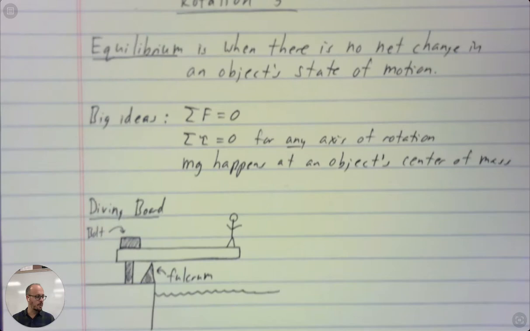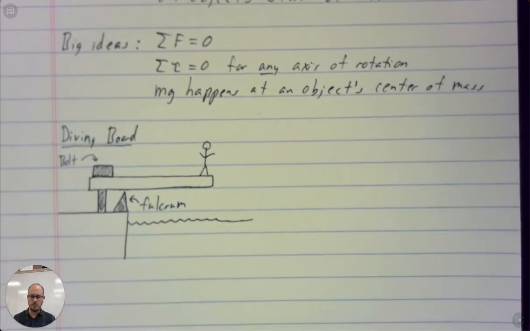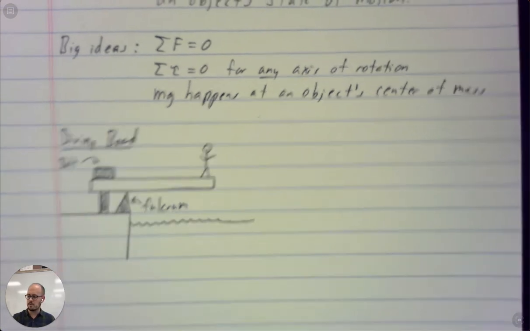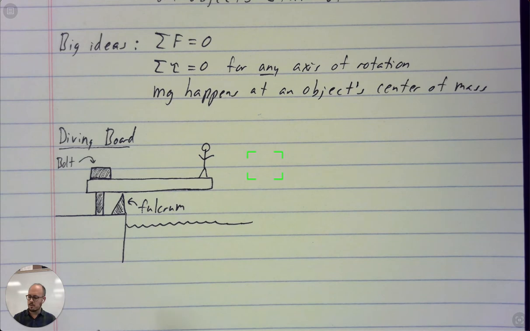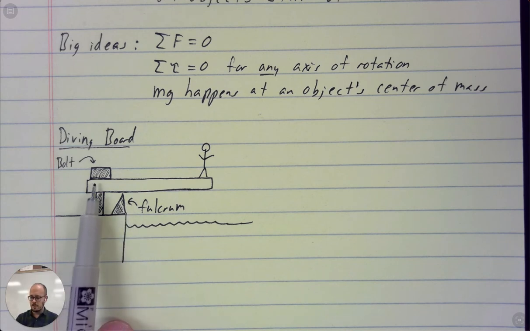Back to diving boards for our example. And so we have a person sitting on a diving board. It's a very strangely designed diving board. Let me hopefully focus that. That's pretty good. And so this is the diving board, the part that's not filled in. There's a person on the end. There's a fulcrum. And then there's this enormous bolt that is holding it in place.